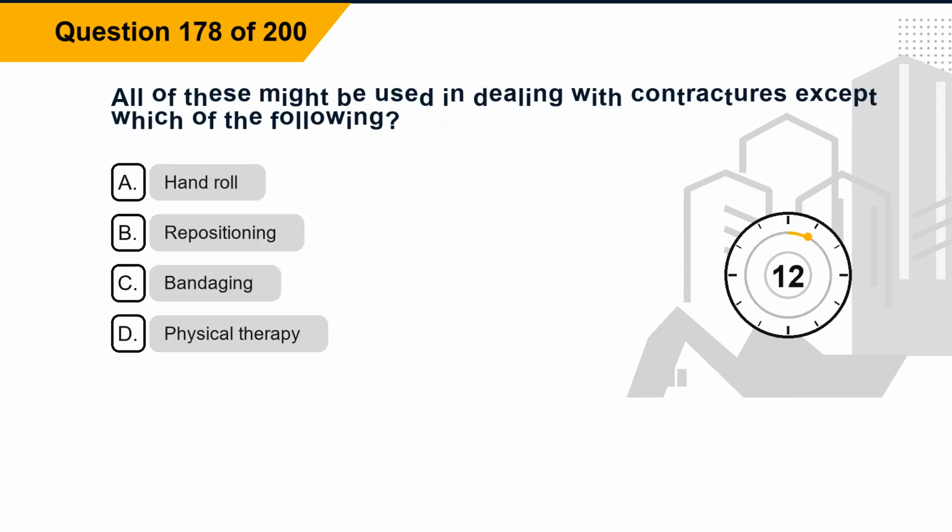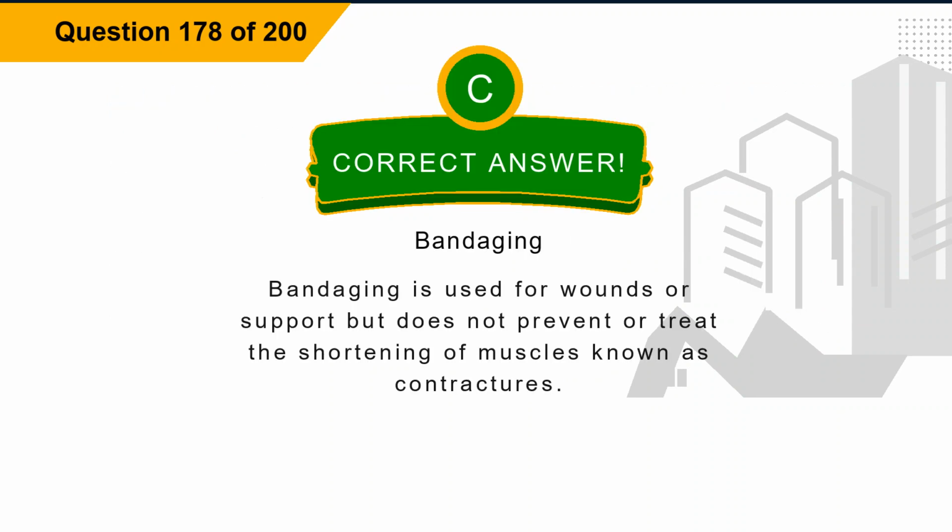Question 178. All of these might be used in dealing with contractures except which of the following? Option A. Hand roll. Option B. Repositioning. Option C. Bandaging. Option D. Physical therapy. The correct answer is option C. Bandaging. Explanation. Bandaging is used for wounds or support but does not prevent or treat the shortening of muscles known as contractures.